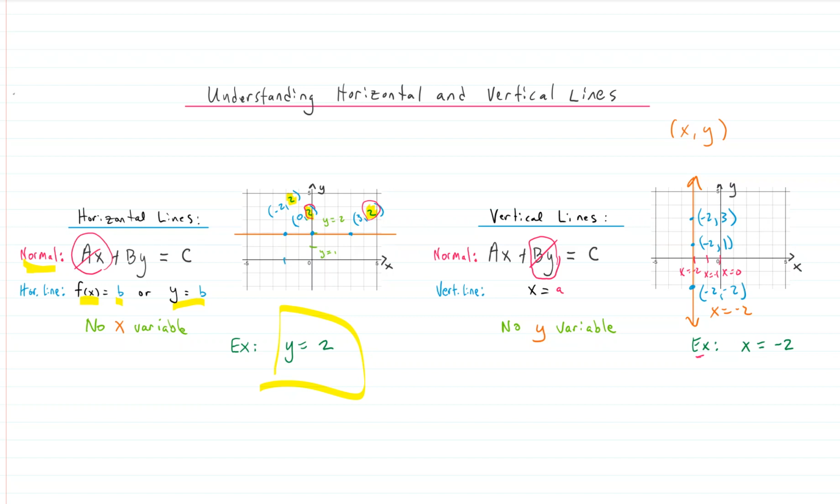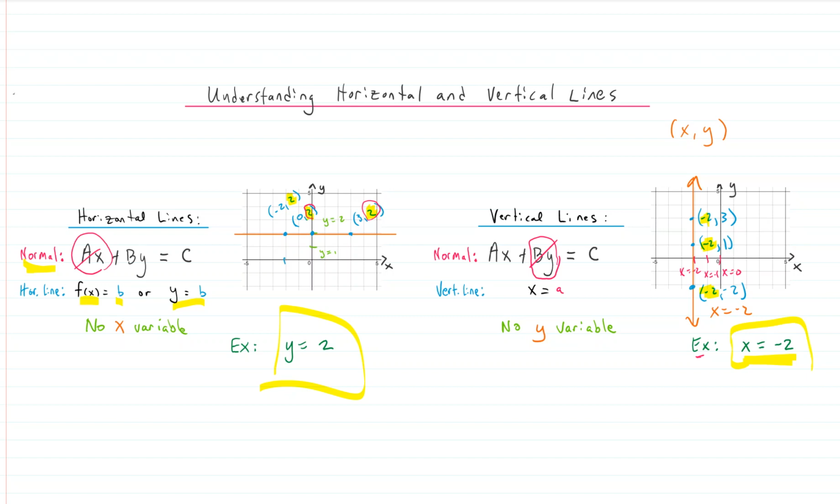And what do you notice about all of these? They all have the same x coordinate because all of them are on the line. The line's vertical, so they all have the same x equals negative 2. So we don't need the y. We can just write as the equation of the vertical line, x equals whatever that common x value is. So we write x equals negative 2 as our equation of a vertical line.